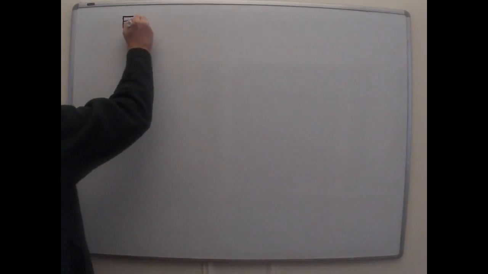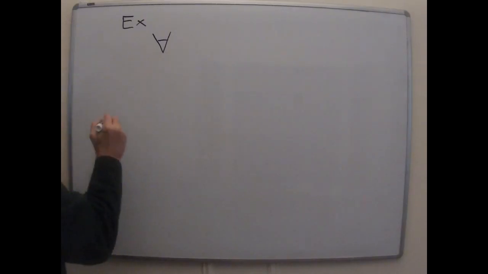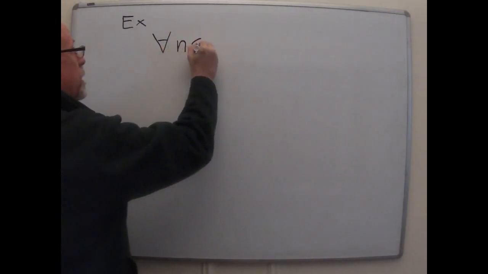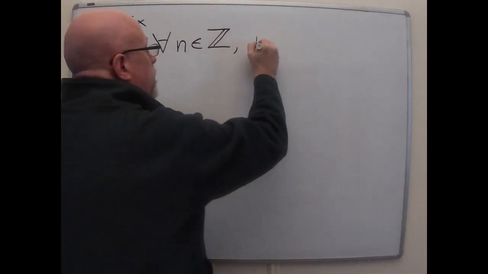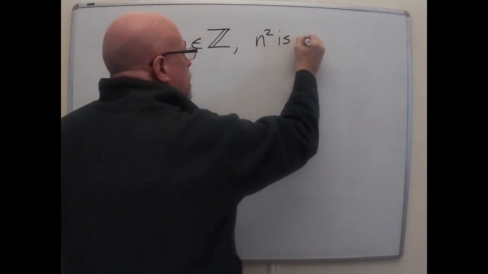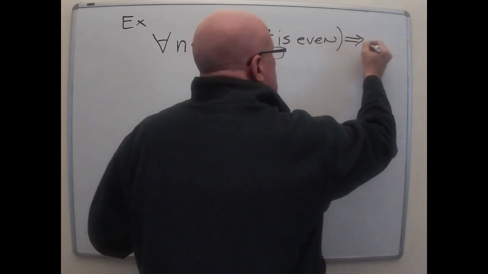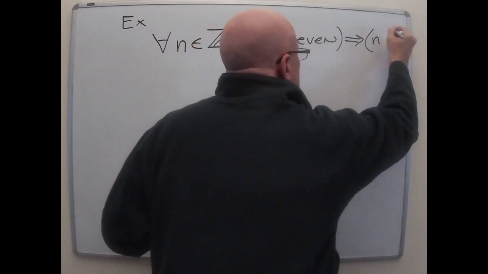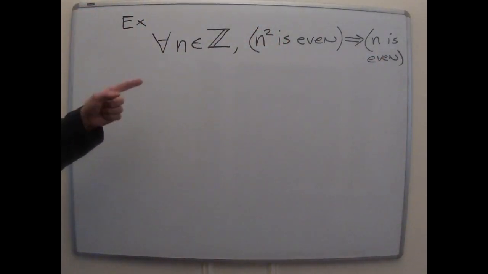So we're going to do some examples. The first one I'm going to show you is a proof by contraposition example. And the theorem we're going to prove by contrapositive is this: for all n in the integers, if n squared is even, that implies that n is even. Sorry, ran out of space. Let's just tuck even in down here. Okay, so if n squared is even, then n is even.